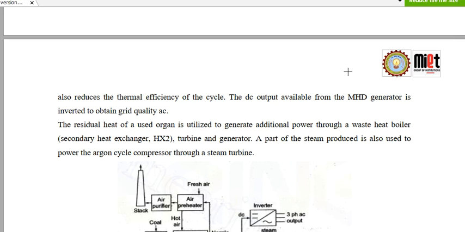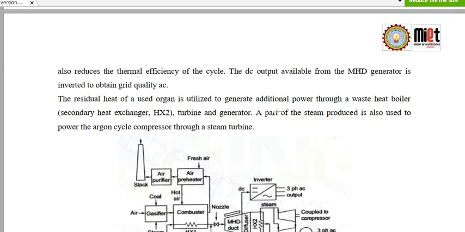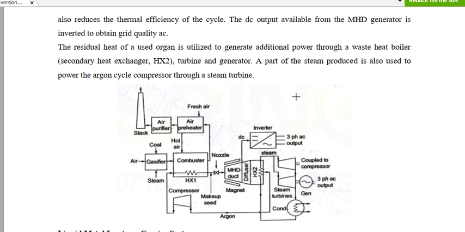Now, after generating electricity from the MHD generator, the residual heat of the used argon is utilized to generate additional power through a waste heat boiler via a secondary heat exchanger named HX2, and a turbine and generator. A part of the steam produced is also used to power the argon cycle compressor through a steam turbine.